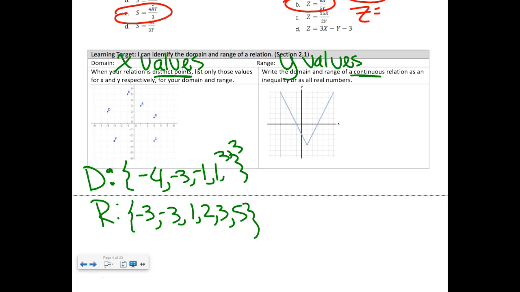So can you look at a graph? Can you list all your x's? Can you list all your y's? Okay, so that's distinct points. Our other one, this is a graph. We'll graph these tomorrow. I don't want to graph today.